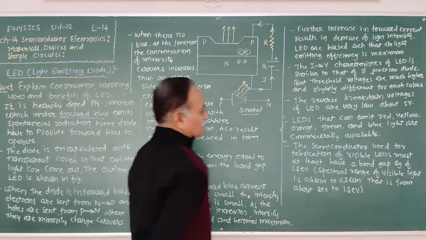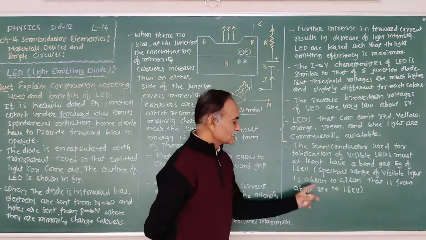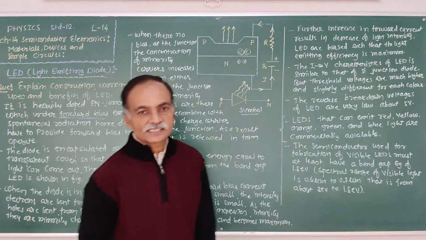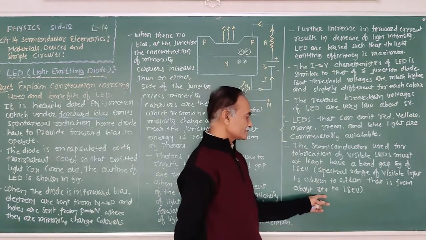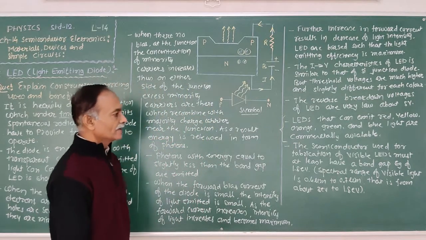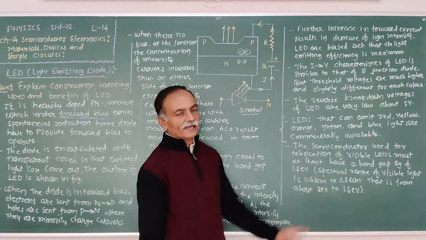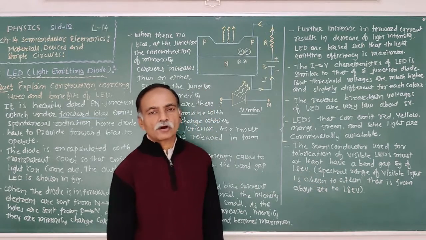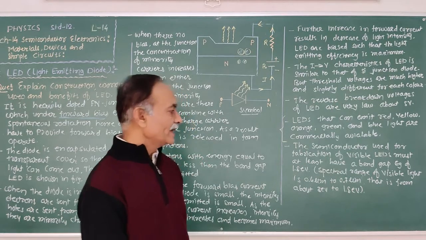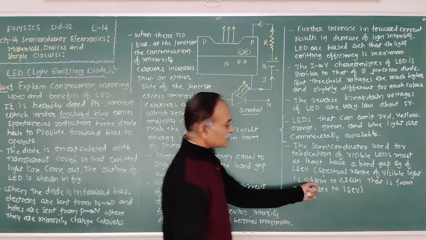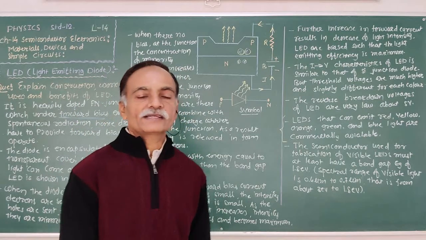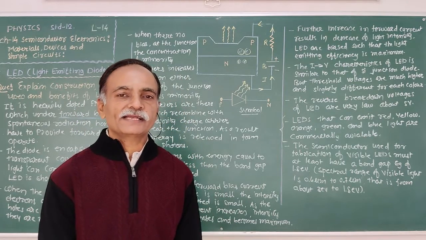So the spectral range of the visible light has the wavelength in the order of 0.4 micrometer to 0.7 micrometer, and that is from about 3 electron volt to 1.8 electron volt. Right? That is the band gap energy corresponding to the wavelength of visible region. So now we calculate the band gap energy corresponding to these values, 3 electron volt and 1.8 electron volt, and also what materials are used to fabricate the light emitting diode.